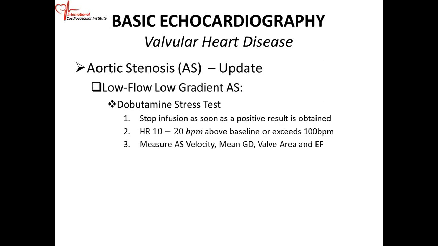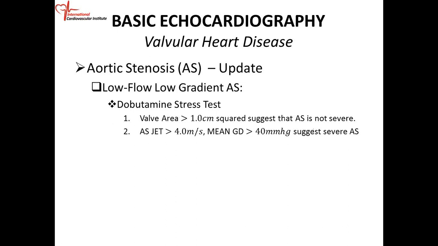So the dobutamine stress test will distinguish these two groups of patients. We're going to stop the infusion as soon as a positive result is obtained, or the heart rate increases by 10 to 20 beats per minute above the baseline, or if the heart rate exceeds 100 beats per minute, then we'll stop the test. We're going to measure aortic valve velocity with each increase. We're going to measure the mean gradient, the valve area, and the ejection fraction. So those are the 4 parameters that we're going to measure.